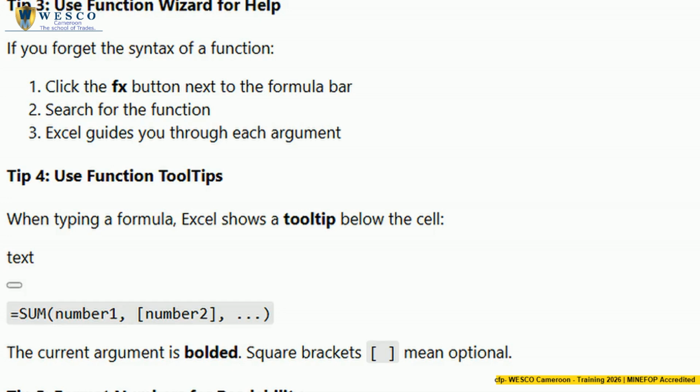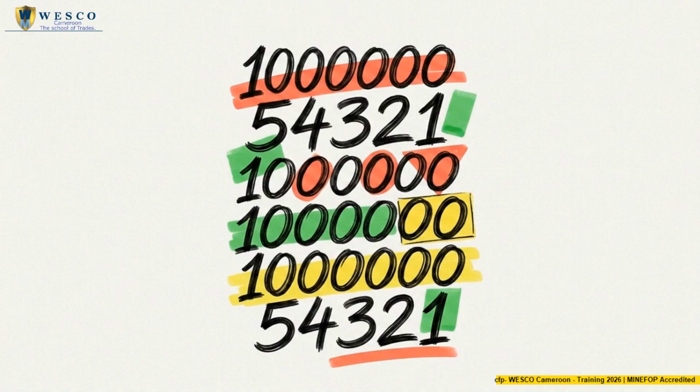When you type equals sum, a gray tooltip appears. The text that is currently bolded tells you exactly which piece of information the formula expects next. Any arguments enclosed in square brackets are optional. Tip 5 shifts our focus from calculation to presentation.